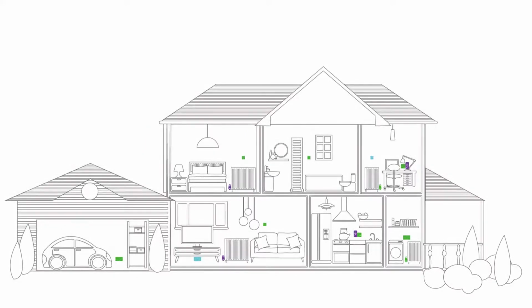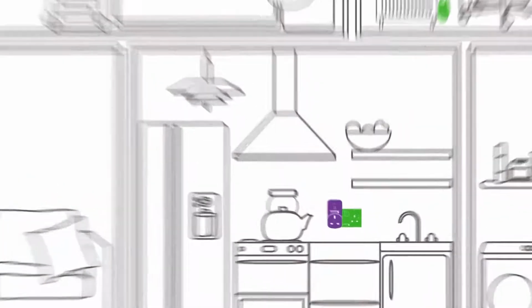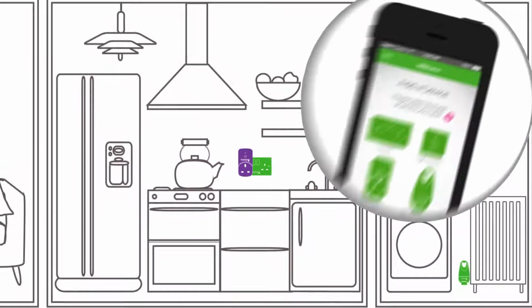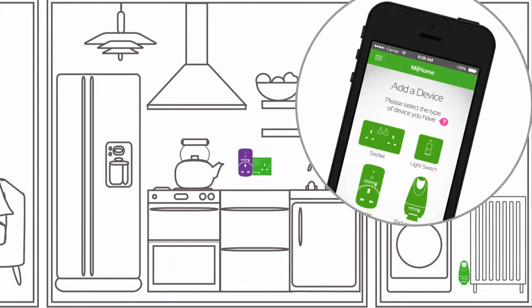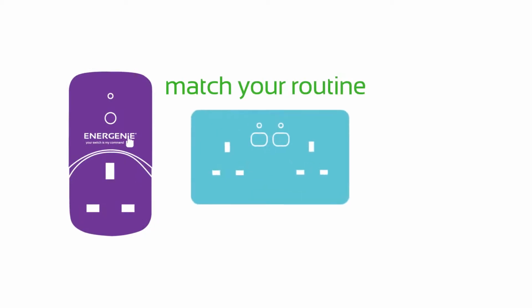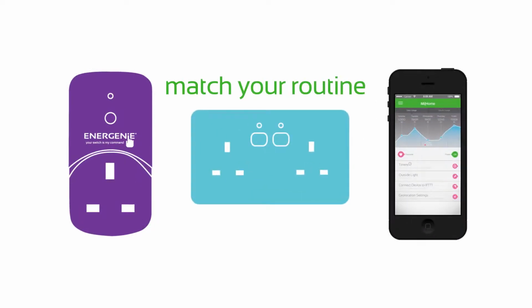Turn your appliances into smart Wi-Fi devices by using Energenie smart adapters and wall sockets. This enables you to switch your devices on remotely when you're in or out of the house. Set times for devices to be switched on and off, and group items together so they can be controlled together. It's possible to match your routines with the MiHome range to make your life easier.